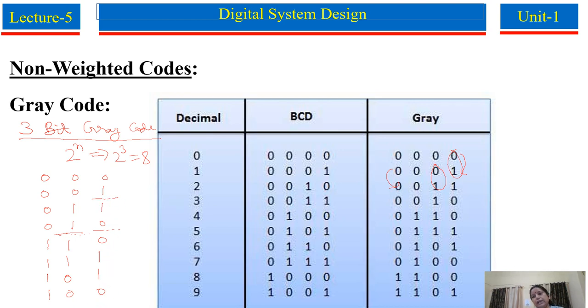So in the next class, I will explain how we convert binary to Gray or Gray to binary code conversion.